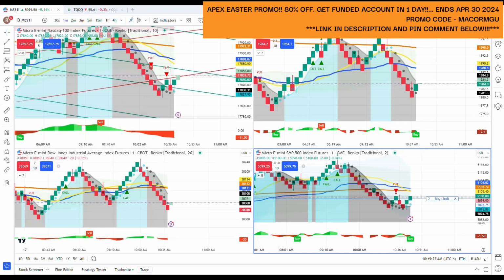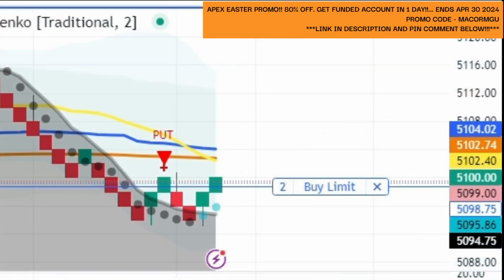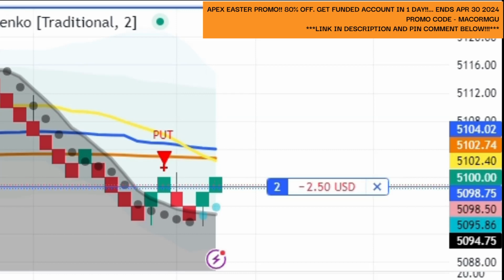And then I went in on ES. This was for my oscillator indicator play. I went in on a long, and it unfortunately led to a loss. Take a look.